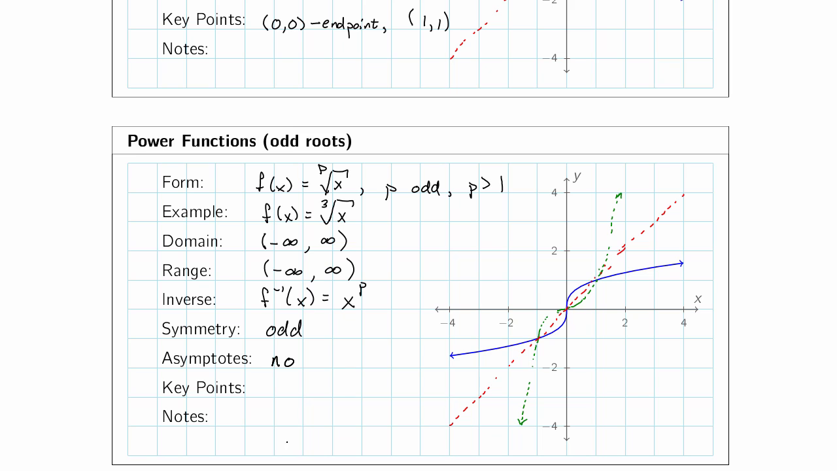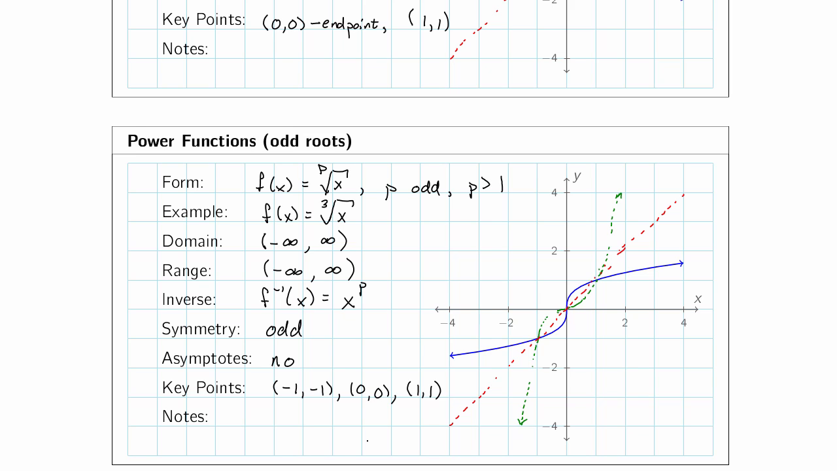We have no asymptotes for these positive pth roots. When we go to graph one, we'll typically take as our key points (-1, -1), (0, 0), and (1, 1). So fairly straightforward. Very similar, in fact, to graphing the corresponding power.